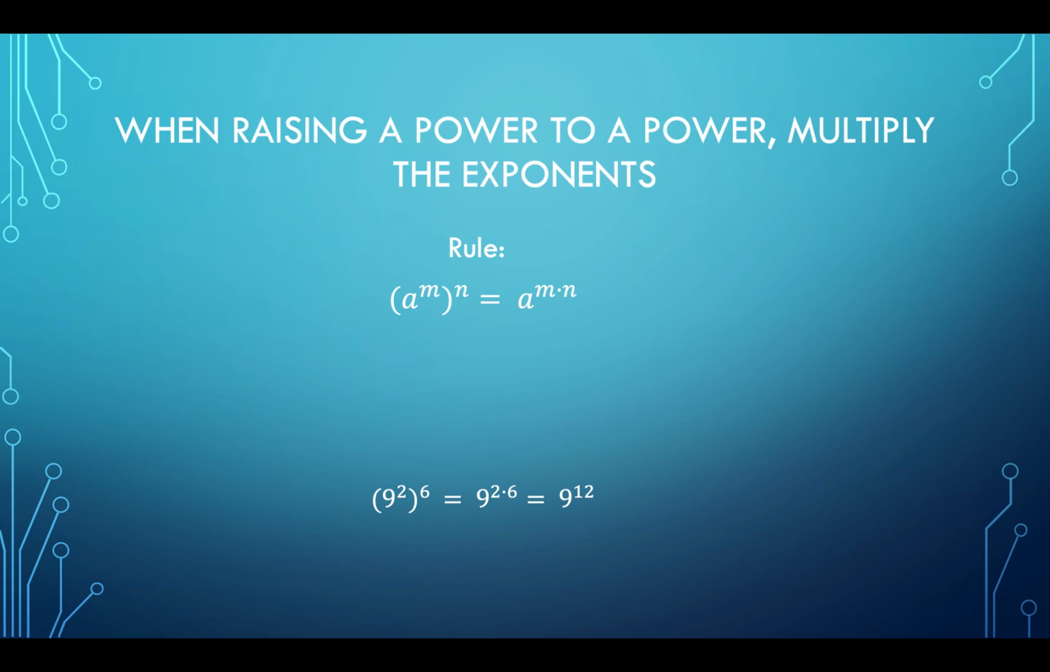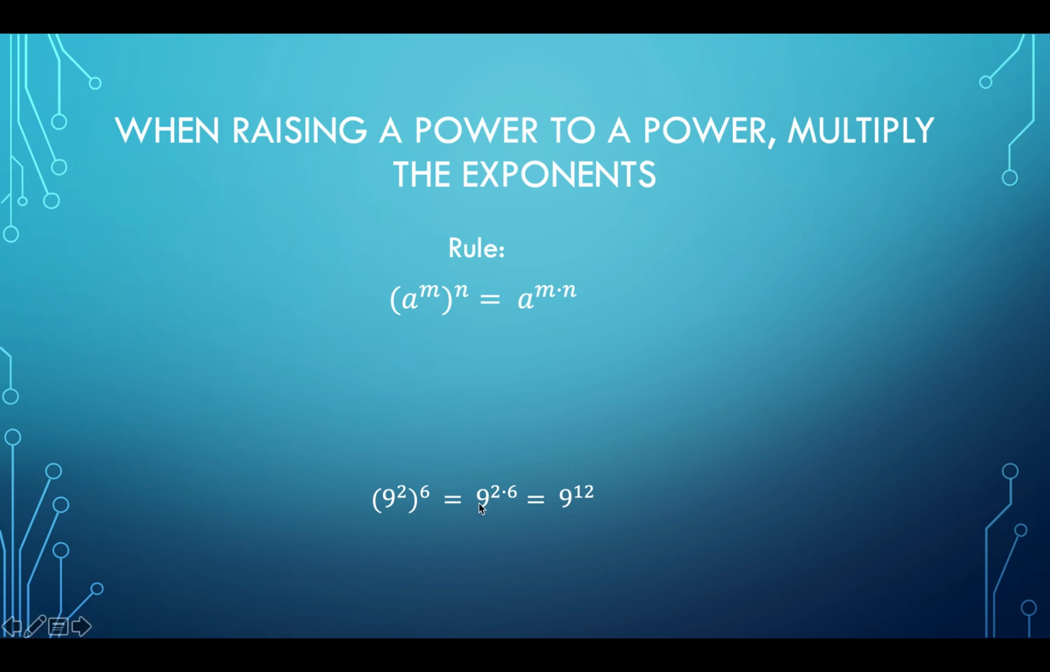So I give you down here in this example, in parentheses, it's 9 squared, and then close the parenthesis, all to the 6th power. Well, when we do this, all you're going to have to do is multiply when it's a power to a power. So this is our exponent, and this is another exponent here.